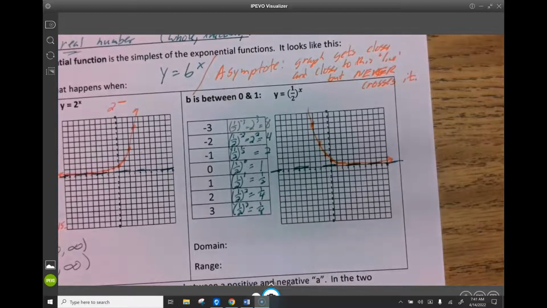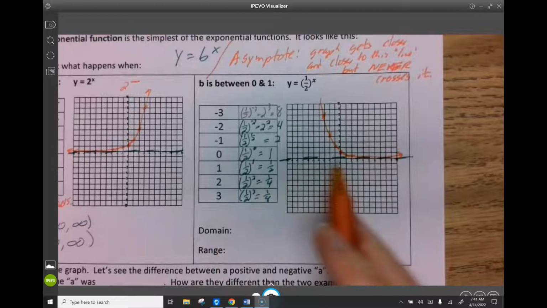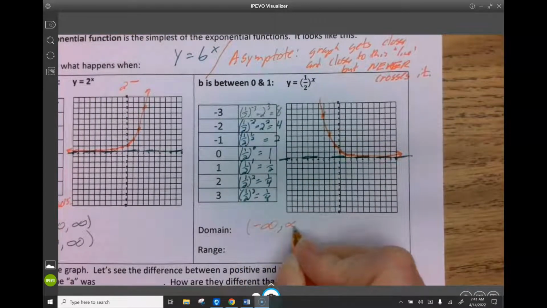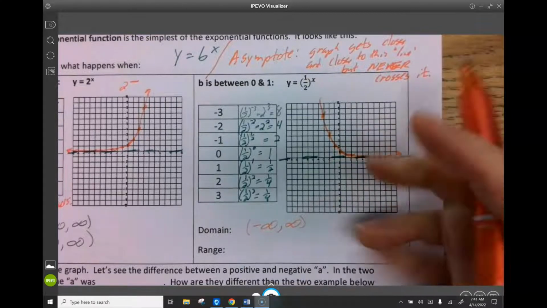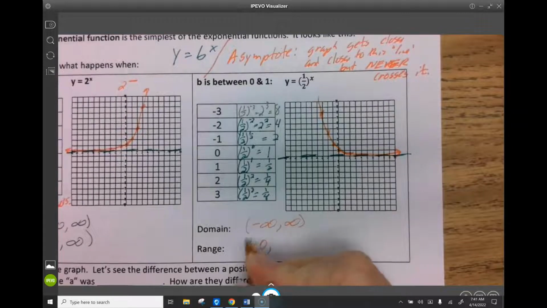Never cross the asymptote. Okay, domain and range on this one, pretty much the same thing we just talked about. Any restriction on my x? Well, obviously not. Any restriction on my y? Well, of course, it has to be from here on up. It has to go from 0, but 0 is not included, so it's a parenthesis, to infinity.